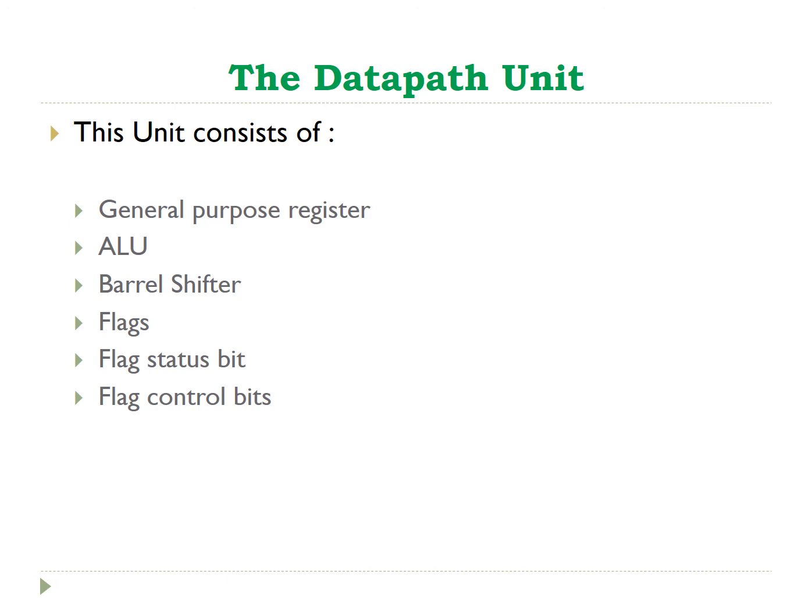Flag Register. Flag Register consists of two bit fields. One is flag status bit, another one is flag control bit. Flag status bits are used to reflect the previously executed instruction. Flag control bits allow the programmer to alter the operational characteristics of the microprocessor.